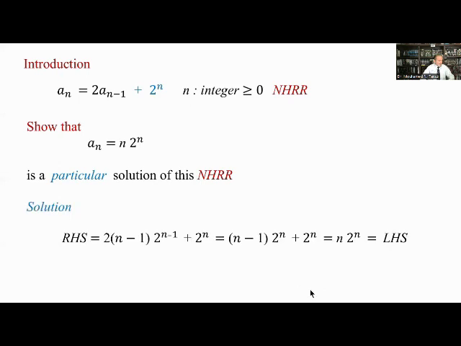So when you take the right-hand side, and we're going to replace this here, you have (n minus 1) 2 to the power n minus 1, plus 2 to the power n. When you multiply 2 by this, it makes it the same power as 2 to the power n here. So you have (n minus 1) 2 to the power n, plus 2 to the power n. Obviously, this is n 2 to the power n, which is the left-hand side.